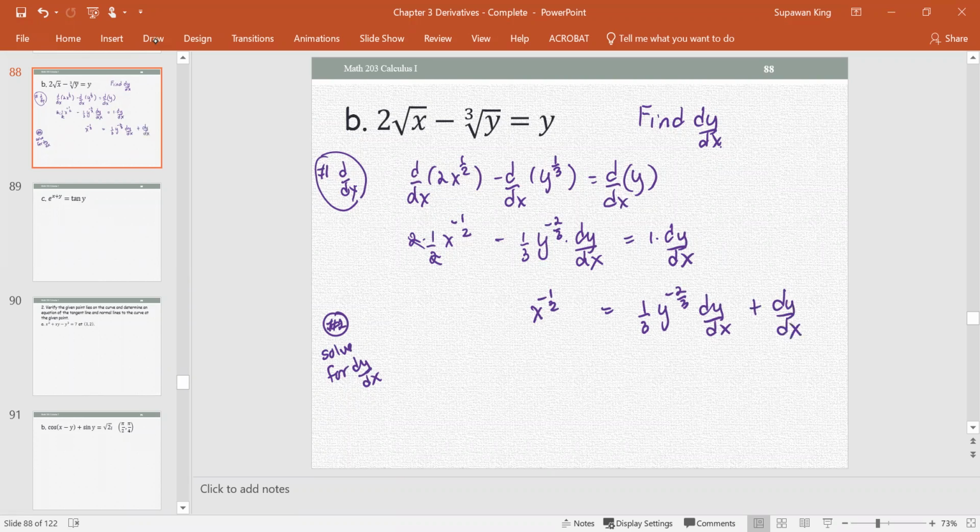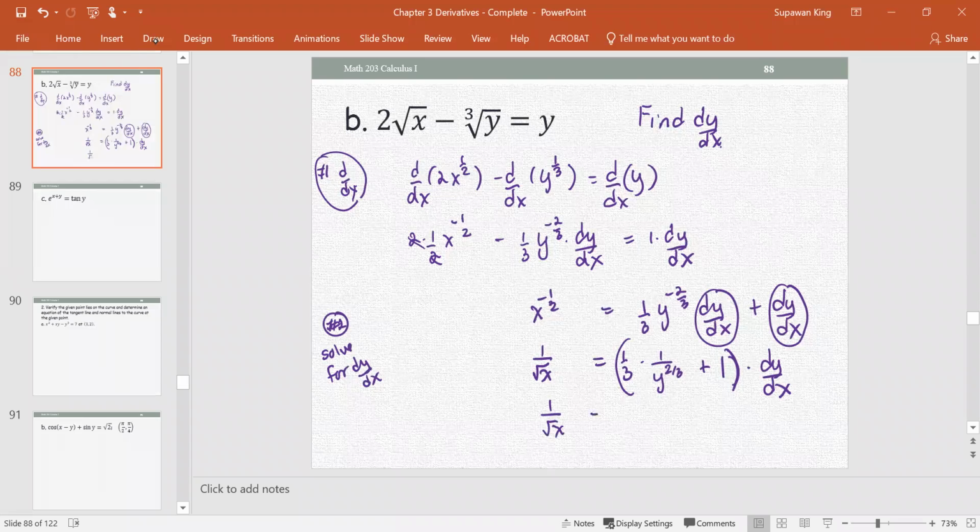We are dealing with a negative power, so we write it in a convenient form. x to the negative 1/2 is 1 over the square root of x. For the second term on the right-hand side, it is 1/3 multiplied by 1 over y to the power 2/3 times dy by dx. And since dy by dx is a common factor, we just factor it out, so in the parentheses, we have the common factor dy by dx.